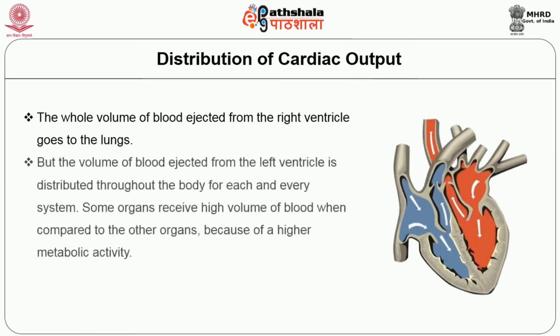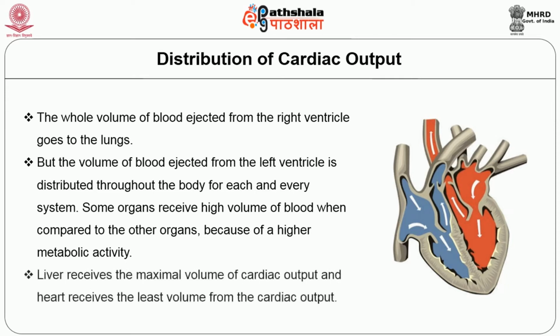Now, we will see the distribution of cardiac output. The whole volume of blood ejected from the right ventricle goes to the lungs, but the volume of blood ejected from the left ventricle is distributed throughout the body for each and every system. Some organs receive high volume of blood when compared to the other organs because of a higher metabolic activity. Liver receives the maximum volume of cardiac output and heart receives the least volume from the cardiac output.